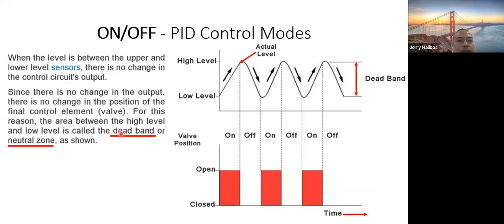What is a dead band? When the level is between the upper and the lower level sensors, there is no change in the control circuit. Since there is no change, there is no change in the final control element. For this reason, the area between the high level and the low level is called the dead band. It means nothing happens in between. Nothing happens, so it's dead.